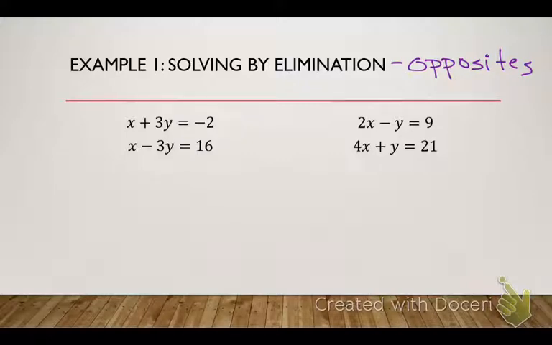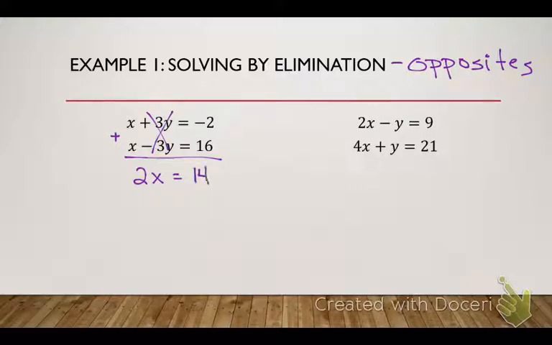All right, so what I'm looking for is, are my x's opposite? No, they're the same. X plus x is 2x. But are my y's opposite? Yeah, they are. So here's what's going to happen. My y terms cancel out. And now I'm going to add the rest of the terms in the equations. X plus x is 2x. My y's cancel. And what's negative 2 plus 16?